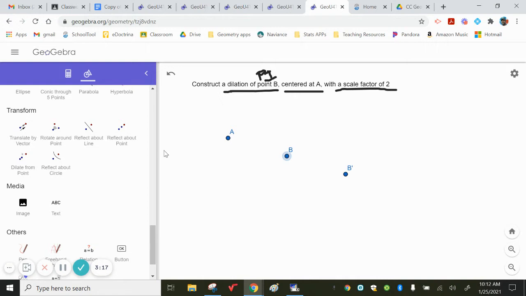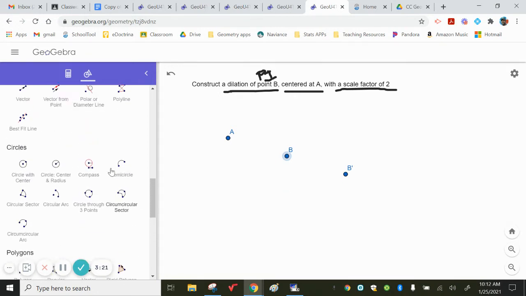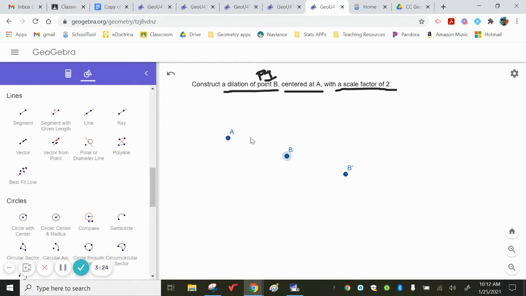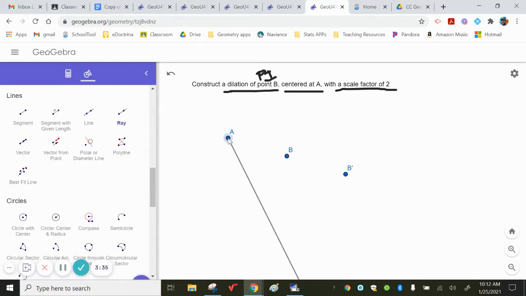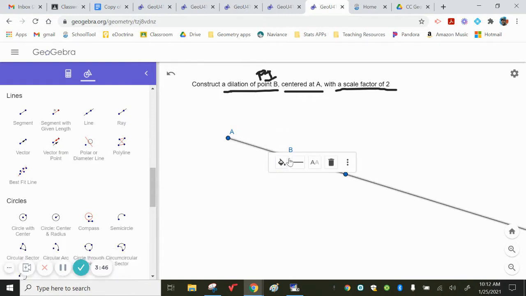So check this out. When a dilation happens, the center of the dilation is like the sun shining. It's like a light bulb. And that's projecting rays away from it. So I'm going to click on the ray tool. And I'm going to start a ray at the point A, where the center of the dilation is. And if I put my ray through the point B, then point B prime will always fall on the same ray. Now, I like to have the rays be like a dotted line, so I'm going to change this to be a dashed line like this.